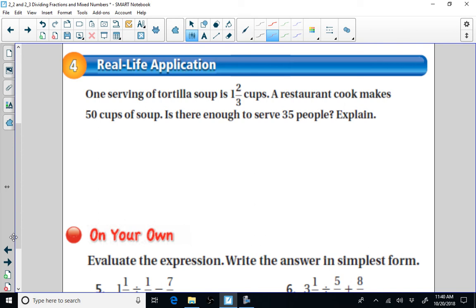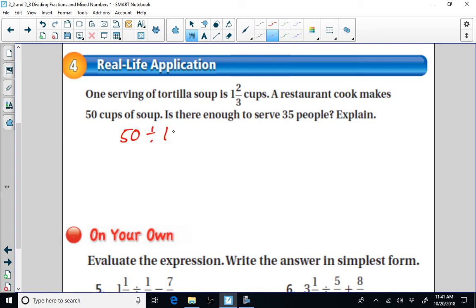Interesting problem here. It says 1 serving of tortilla soup is 1 2/3 cups. A restaurant cook makes 50 cups of soup. Is there enough to serve 35 people? Okay? Well, he makes 50 cups of soup. And we want to know, well, if each serving is 1 2/3, will that be enough to serve 35 people? So I need to know how many 1 2/3 cup servings are there in 50 cups.